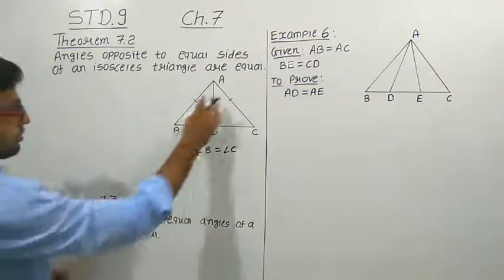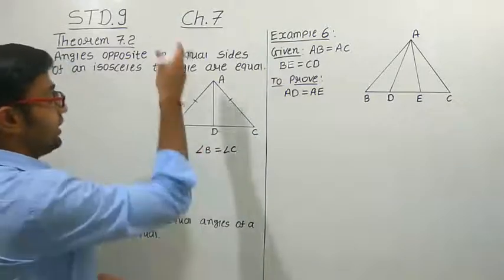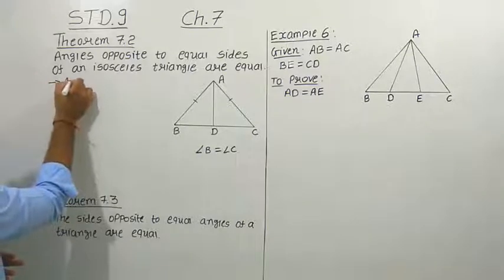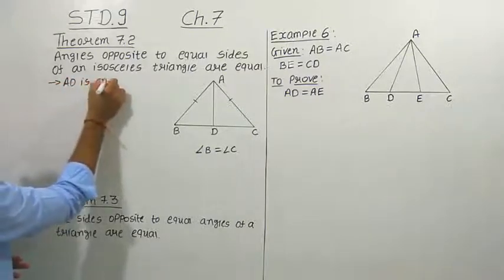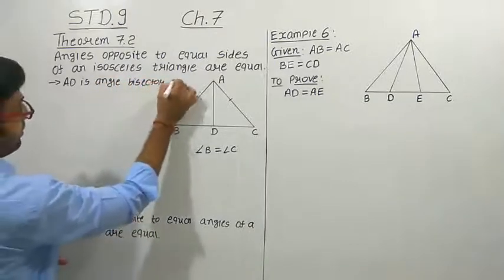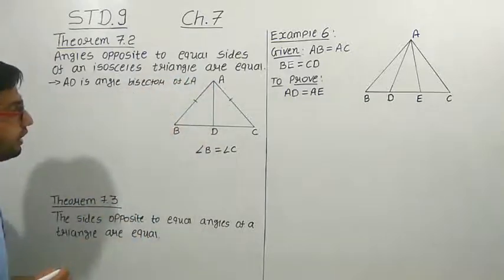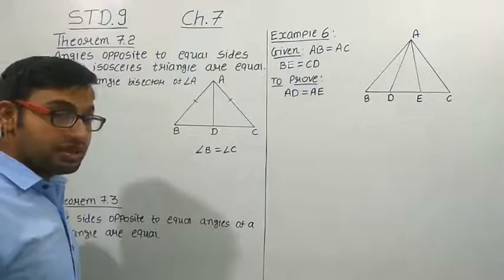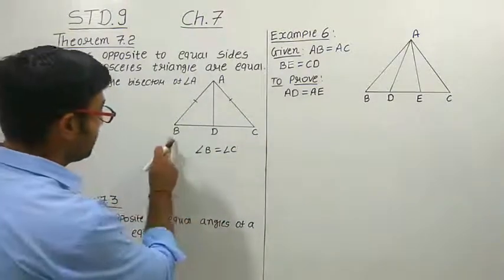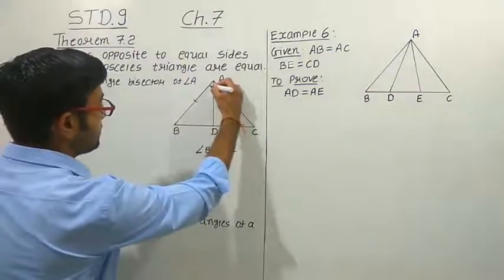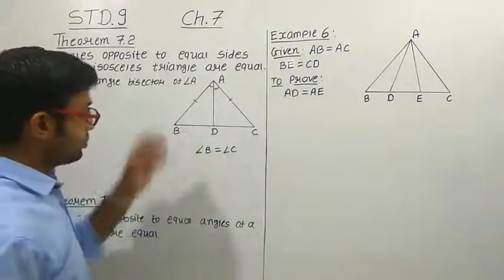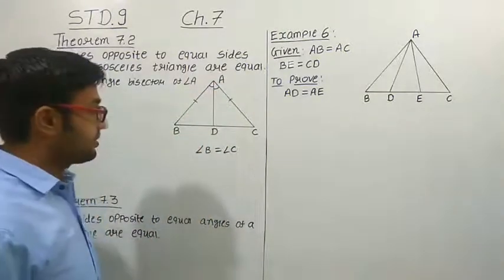Okay, so let us consider that triangle ABC is an isosceles triangle. Let us draw AD. What is AD? AD is the angle bisector of angle A, right? What will happen if there is an angle bisector? That means the total angle BAC is divided into two parts. One is BAD, and the second one is CAD. So the total angle is divided into two equal parts, right?